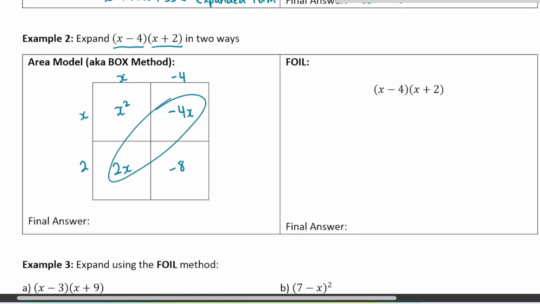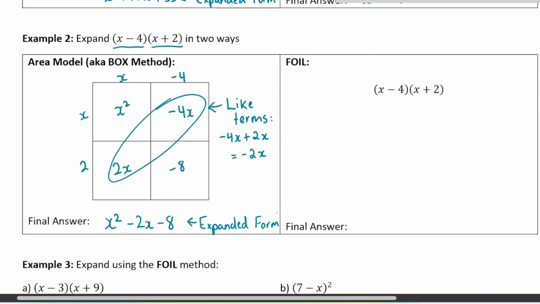And again, these two are like terms, so we can combine them together. So negative 4x plus 2x is going to equal negative 2x. So our final answer will be x squared minus 2x minus 8. And again, just to go over the terms, this is called the expanded form. And it is equivalent to the factored form. It's just written in a different way.